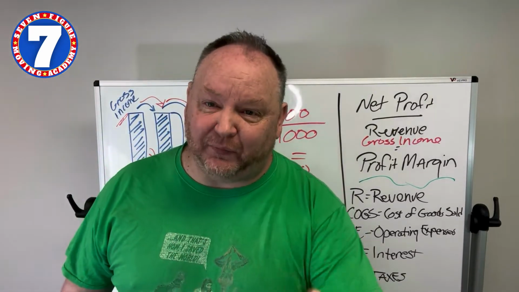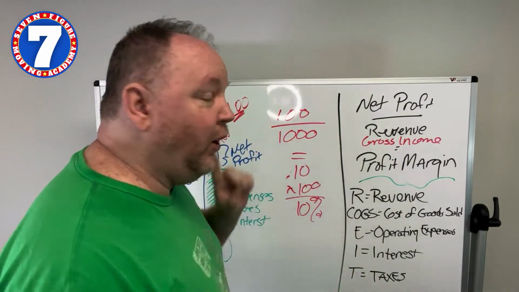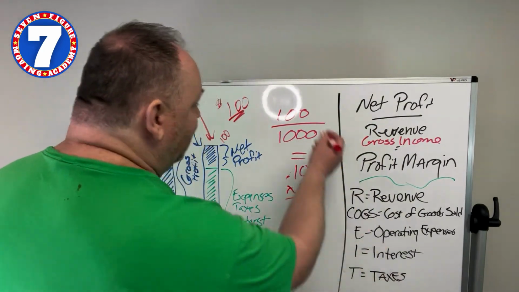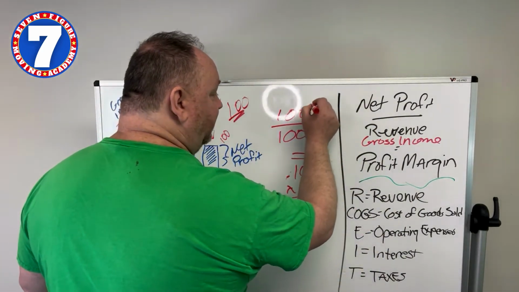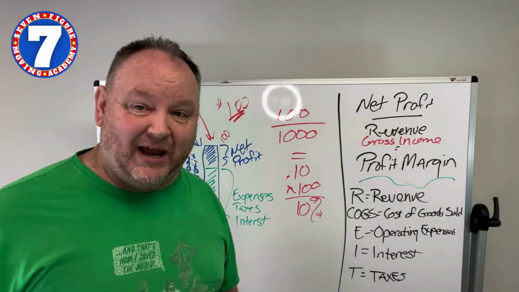Now there's a difference between net profit and profit margin. Although they come out with the same number, your net profit is $100, but your profit margin is 10%.